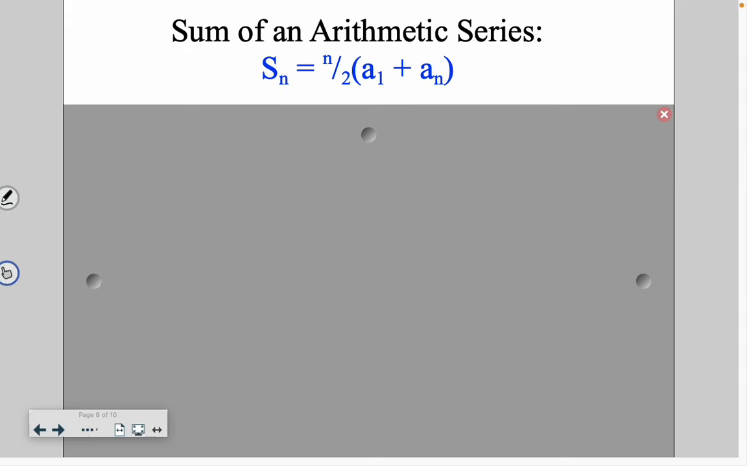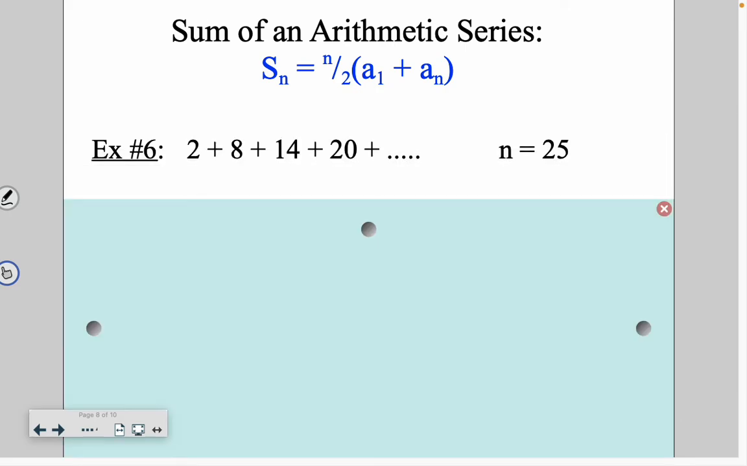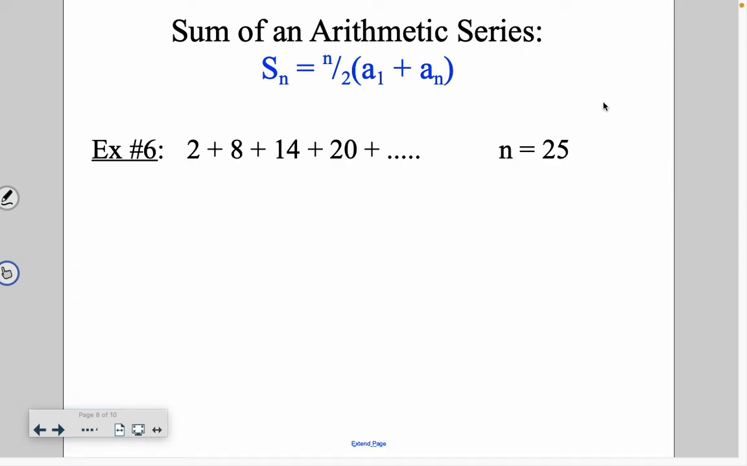So in this scenario, I need to know three things in order to use this formula. I need to know the first term of the sequence. I need to know the last term in the sequence. And I need to know how many terms am I adding up. Okay? I need to know n. Am I adding 50? Am I adding 100? How many terms am I actually adding? Okay? So, same thing. Let me give you an example. I got two examples for you. Let's start right at the beginning.